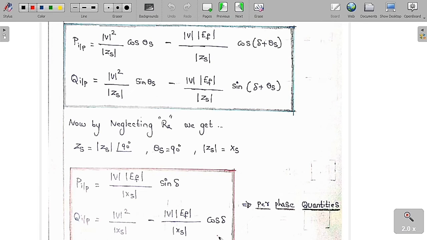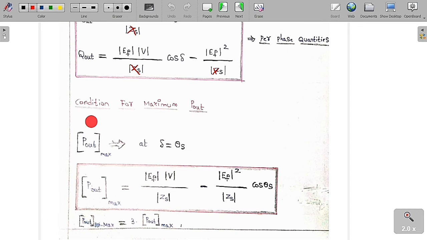So therefore we can say simply that the perfect input power is equal to the perfect output power whenever RA is equal to 0, which is mod of V into mod of EF by mod of X into sine delta. And the perfect reactive input power is equal to mod of V whole square by mod of X minus mod of V into mod of EF by mod of X into cos delta. And the perfect reactive power output is equal to mod of V into mod of EF cos delta by mod of X minus mod of EF whole square by X. So these are the points that you always need to keep in mind before doing the simplification of this one.